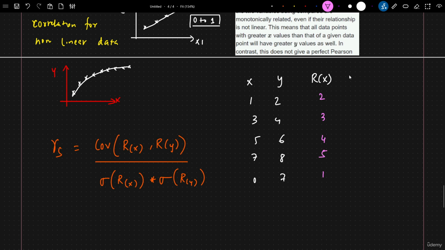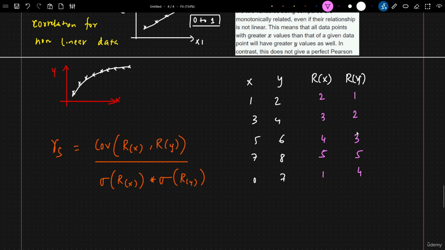Now here we are going to consider the rank, right? And based on that, we are going to sort the numbers. Rank of Y is nothing but, which is the smallest number, 2. So here I will give it as 1. Then you have 4. Then you have 3. Then you have 4. Then you have 5, right?